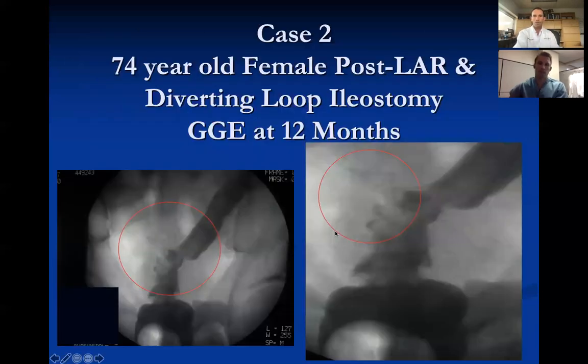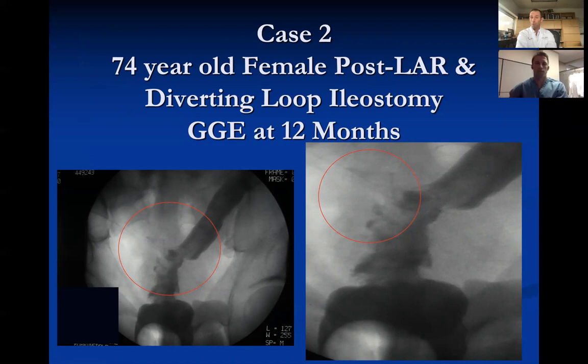Okay, here's another case. In this particular case, we have a 74-year-old female, and again, I'm just adding things in there, that had a previous low anterior resection, and she had a diverting loop ileostomy. And Patrick, I'm just going to give it to you. This was actually her gastrografin enema at about a year.